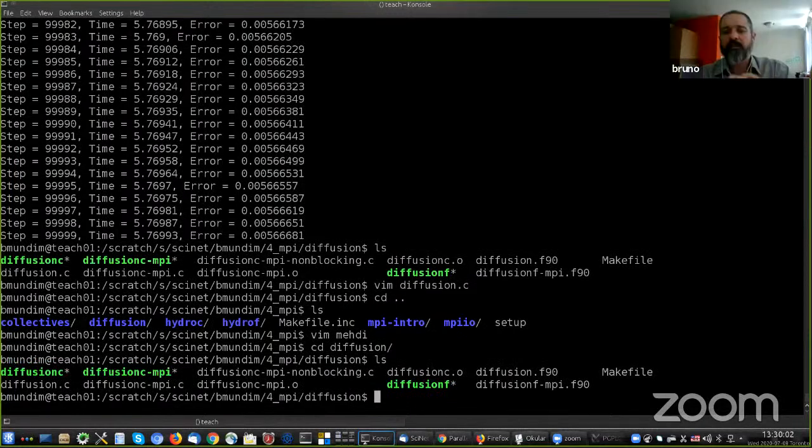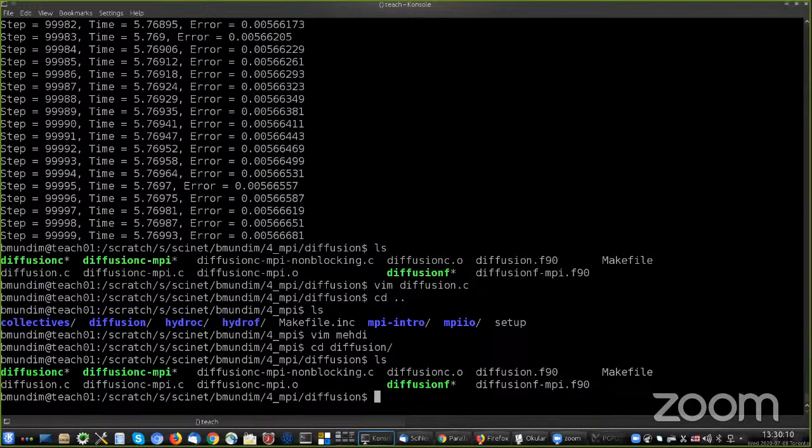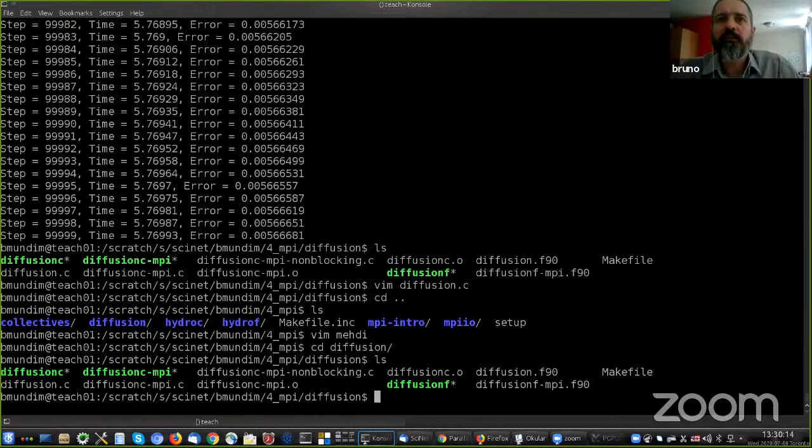Okay, any more questions? Okay, what would be the best approach for doing Neumann or more complex types of boundary conditions? That's a good question.